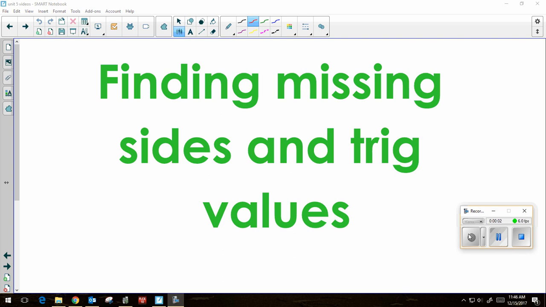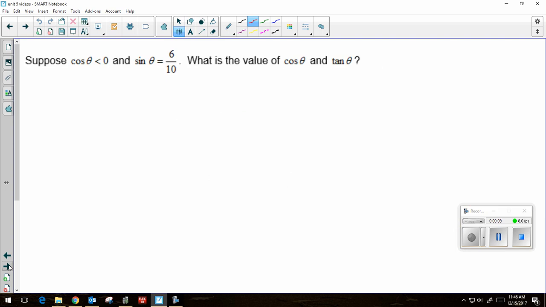This video is going to show you how to find missing sides in a triangle and trig values using a triangle. Suppose cosine theta is less than 0 and sine theta is equal to 6 over 10. What is the value of cosine theta and tangent theta? So cosine theta is less than 0. That means that this is negative.